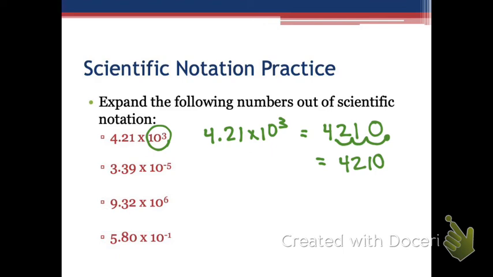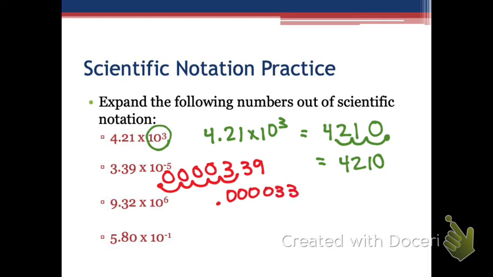So 4,210. What about this second one here? Am I going to move my decimal place so that my number gets bigger or smaller? Smaller. And so I'm going to start with 3.39 and I'm going to move it smaller 5 places. 1, 2, 3, 4. So it becomes 0.0000339. Okay, negative exponent means I want a smaller number. Positive exponent means I want a bigger number. Why don't you try the last two on your own?